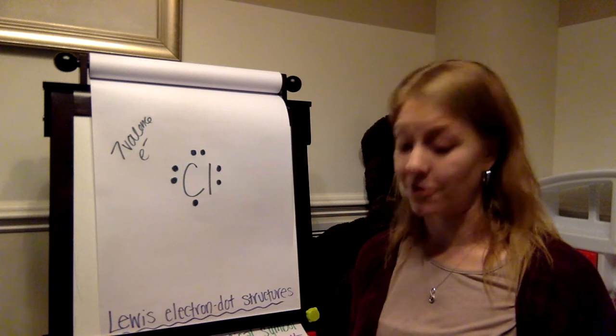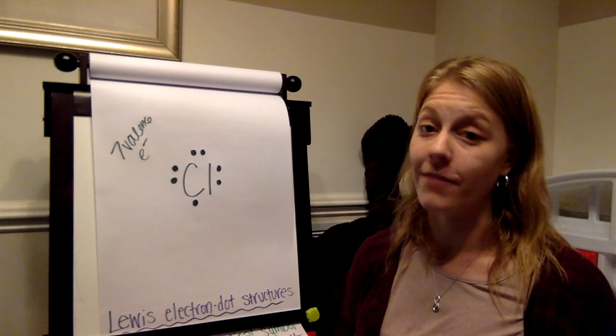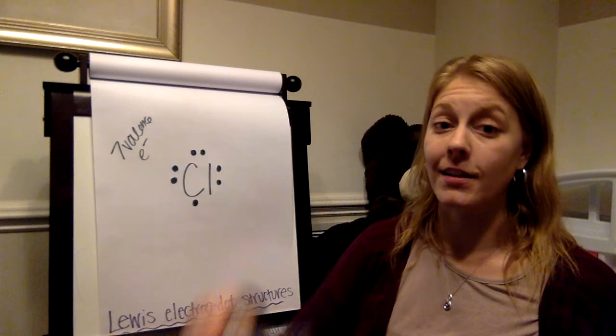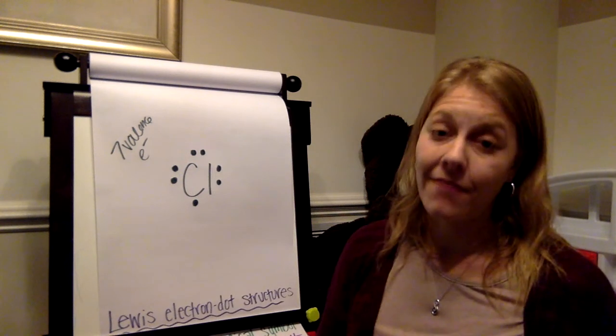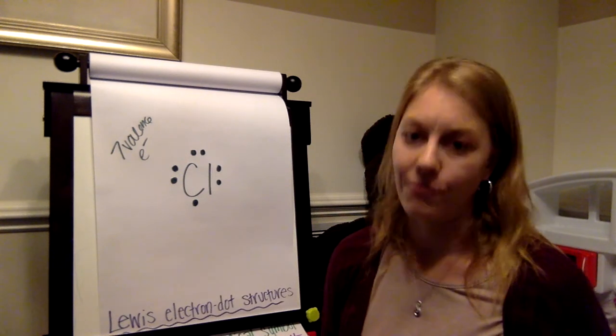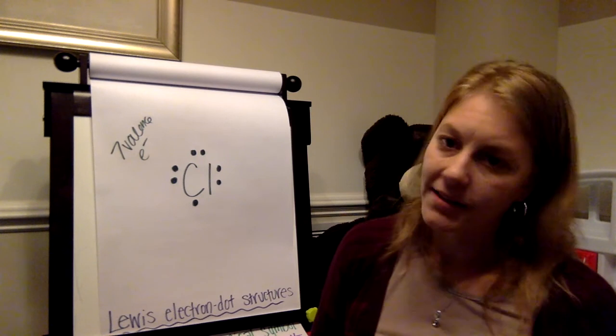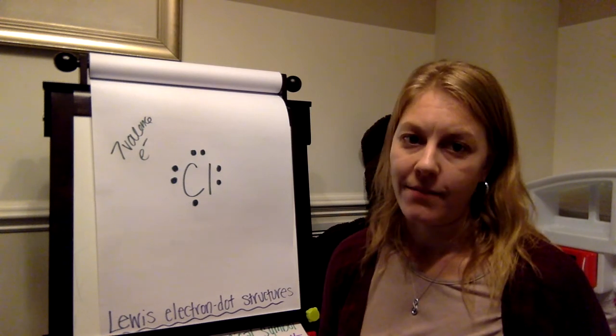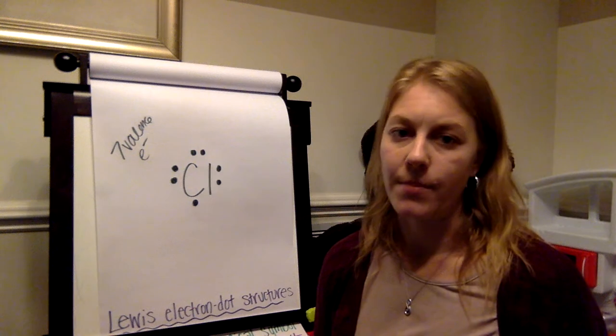That's it for Lewis electron-dot structures and determining the number of valence electrons using the periodic table. We will practice this in class on Friday. I will be in class on Friday with you guys to practice everything about electrons that I've missed over the past few days.